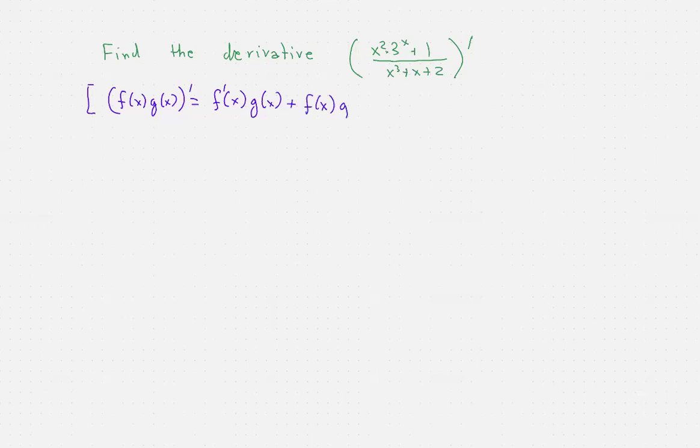Then the quotient rule is that the derivative of the quotient is the derivative of the numerator times the denominator minus the numerator times the derivative of the denominator over the denominator all squared.